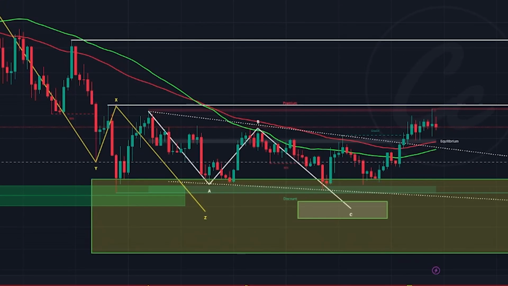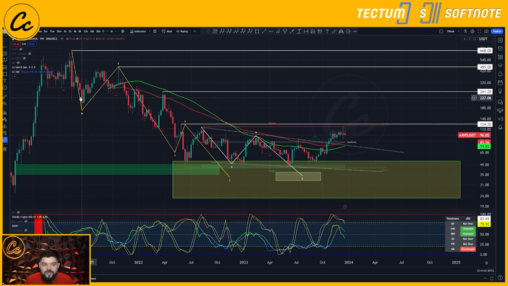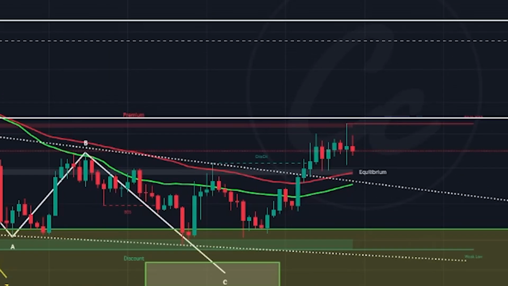We have seen the price break out from here. We have seen us bounce off of equilibrium, finding quite a good level, but we can see that we are coming up to our first area of support that we may look to find as rejection.